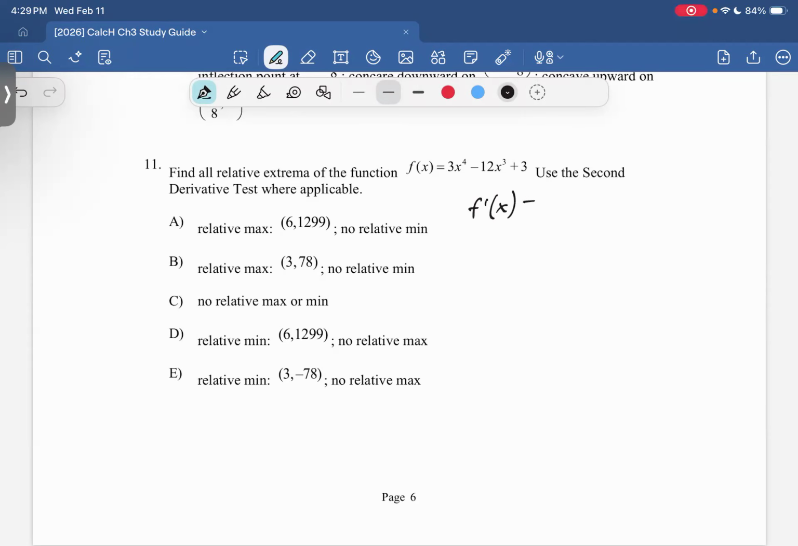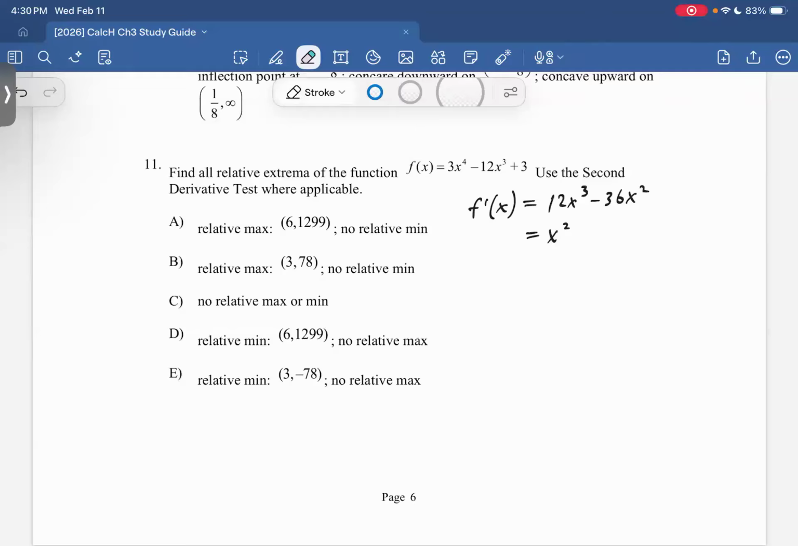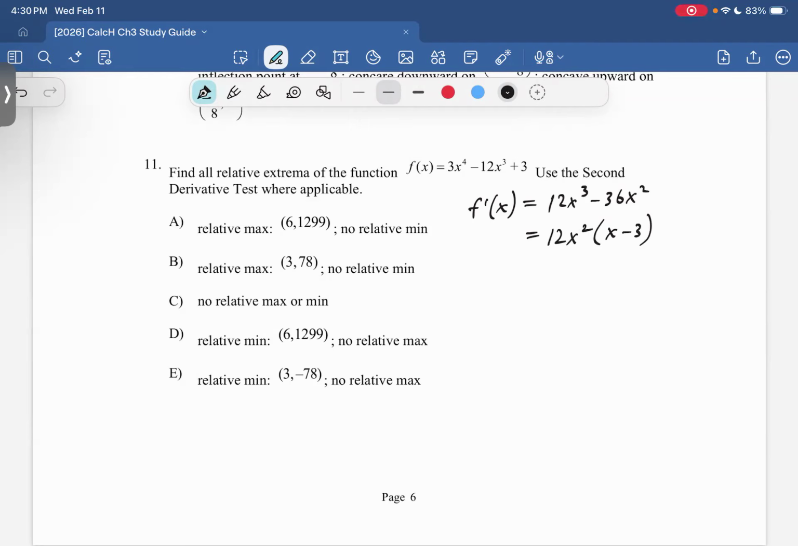Let's find the critical points first. Derivative is 12x cubed minus 36x squared. So we need to factor this, right? So that means we have x equals 0 and 3 are our critical points.